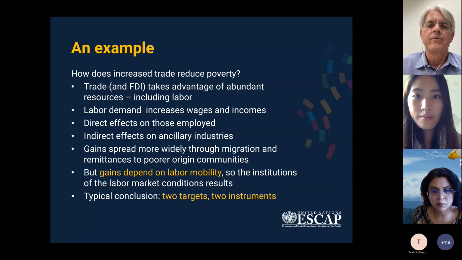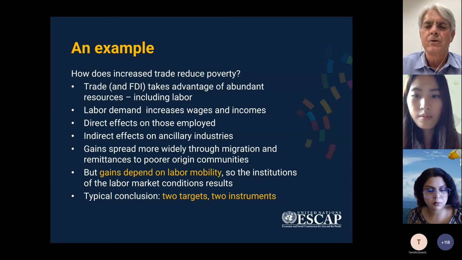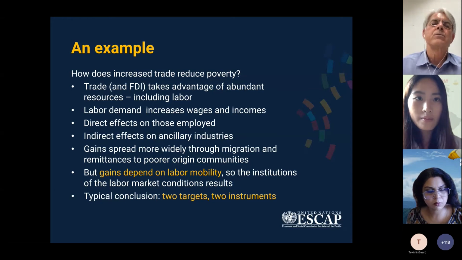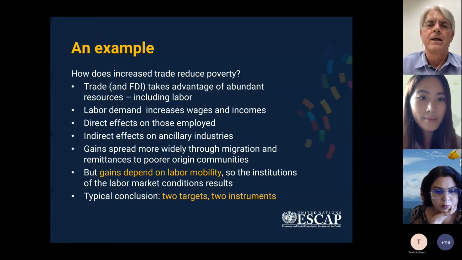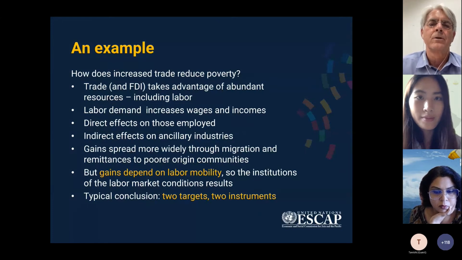And so typically what we find is that if we have two targets, for example, capturing gains from trade and also reducing inefficiency in a market like the labour market, then we need more than one policy as well. So two targets, two instruments is a phrase that you'll see many times through this course. That's just one example, but there are many other examples that will come as we go through the course.